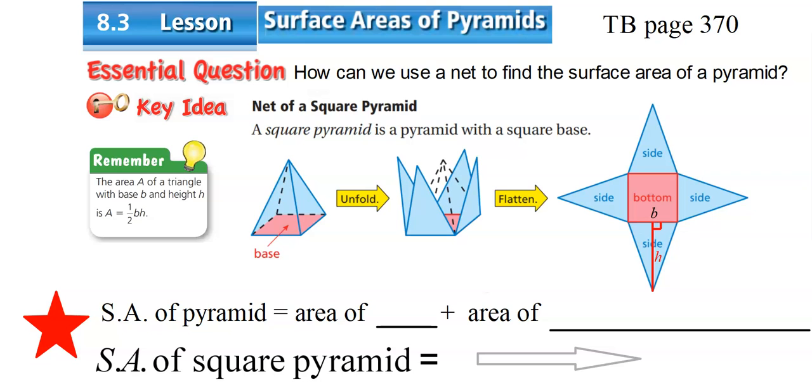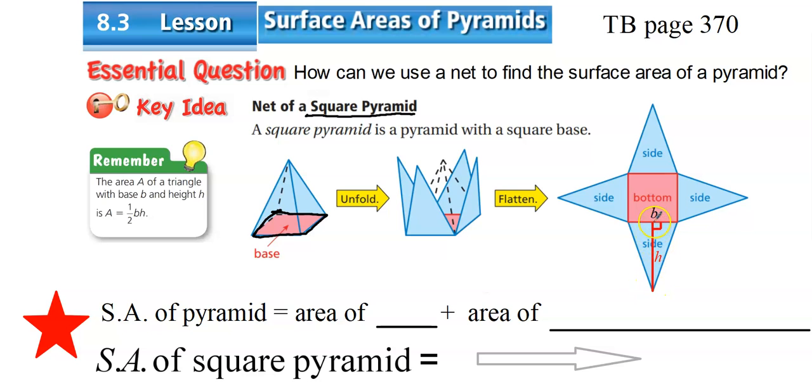So the key idea talks about the net of a square pyramid. And remember that pyramids and prisms are named after the shapes of their bases. So that means a square pyramid has a square as the base. And then the sides, of course, are all triangles. So when you unfold it and flatten it, because a square has four sides, the pyramid has four triangles.